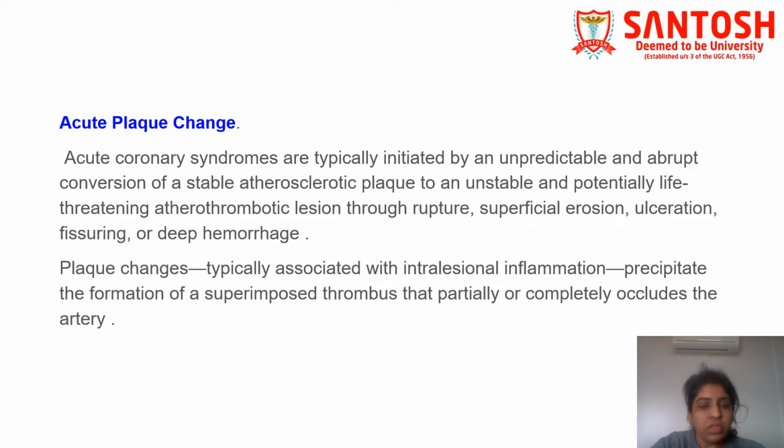The acute plaque changes. The acute coronary syndromes are typically initiated by an unpredictable and abrupt conversion of a stable atherosclerotic plaque to an unstable and potentially life-threatening atherothrombotic lesion through rupture, superficial erosion, ulceration, fissuring, or deep hemorrhage. The plaque changes, typically associated with intralesional inflammation, precipitate the formation of a superimposed thrombus that partially or completely occludes the artery. So chronic changes have been present since long. Superimposed on these, there are acute plaque changes which partially or completely occlude the arteries.